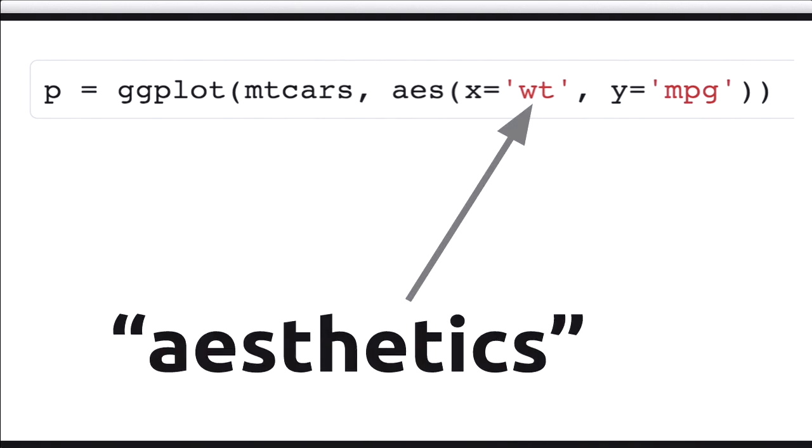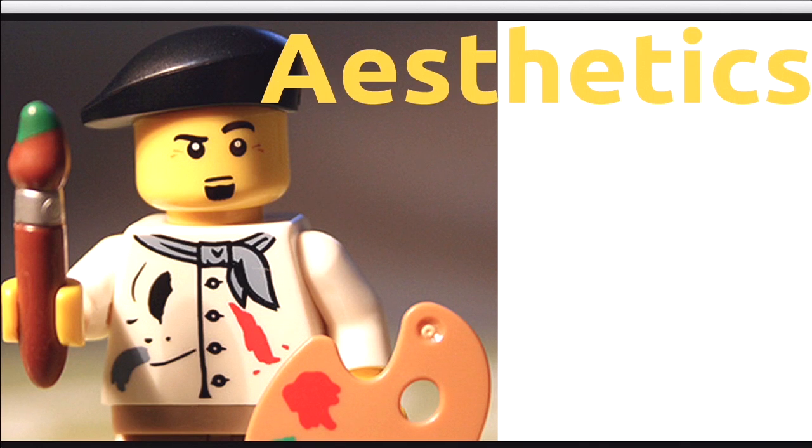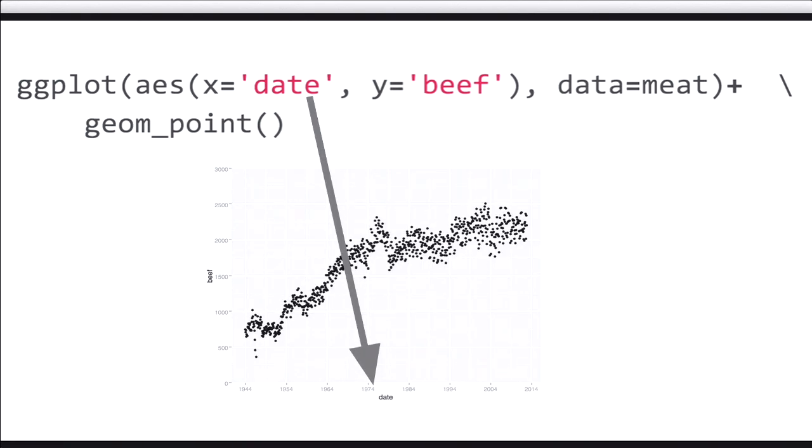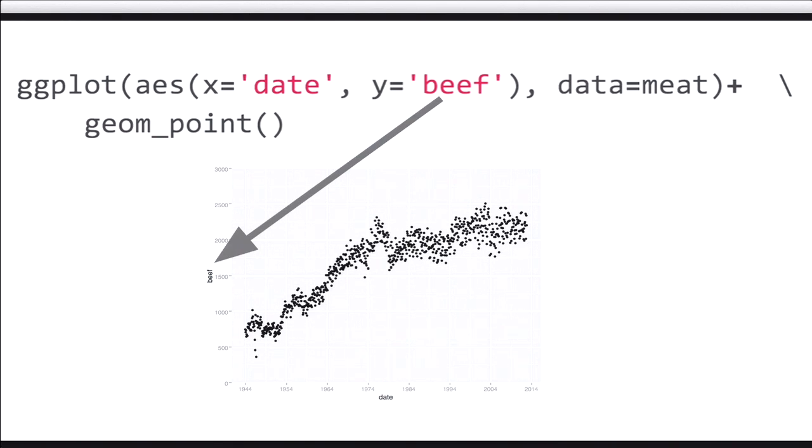And then you accompany that with aesthetics, which we abbreviate as aes. Aesthetics are how your plot looks. You're basically giving ggplot instructions for how to build and create your plot, defining the x-axis, defining the y-axis, that sort of thing. In this example, we've got a data set that has US meat production over time. You can see the x-axis is the date, and the y is our beef, or the production of beef. All that's getting extracted out by ggplot, making this great looking plot.